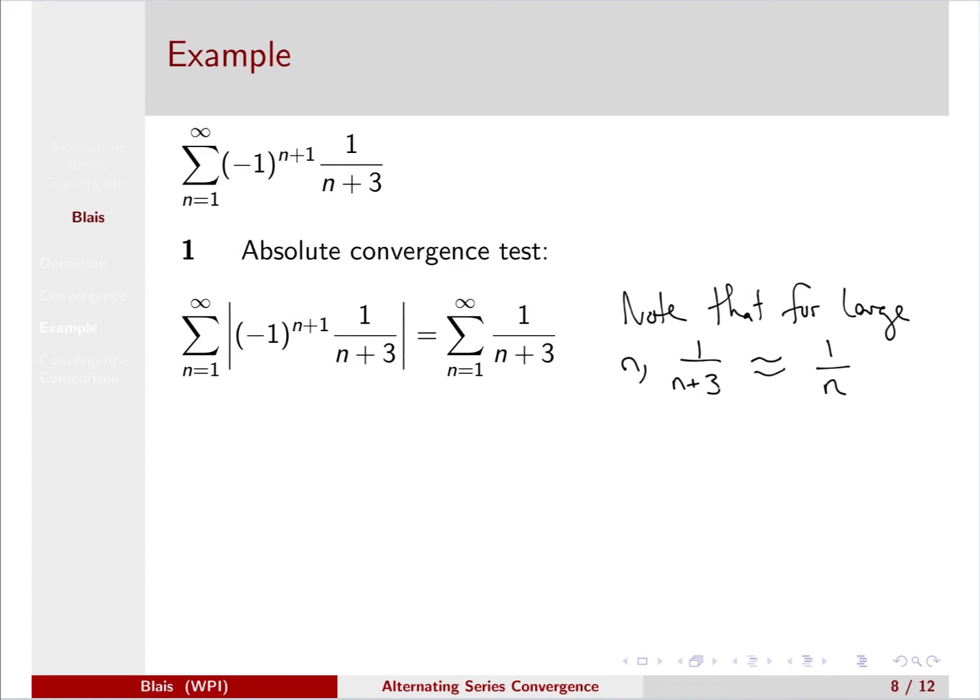We also could note that if we write this out, the first term, when n is 1, is 1 over 4. When n is 2, this is 1 over 5. When n is 3, 1 over 6. 1 over 7. And we notice that this is actually the tail end of the harmonic series.